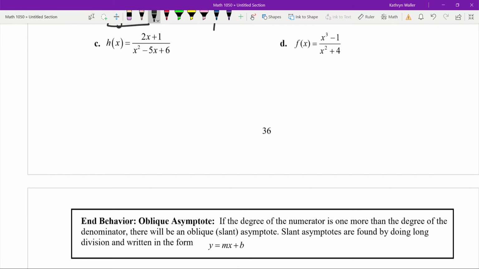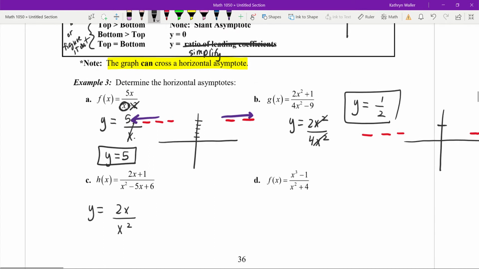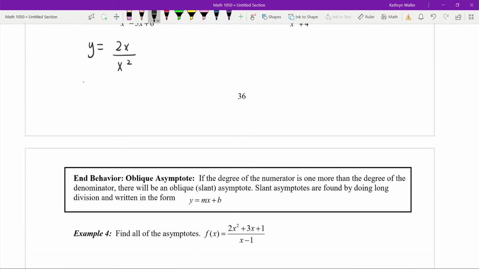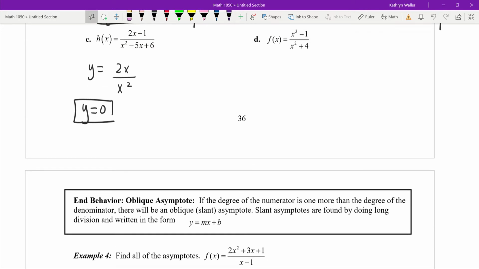Okay, question C. See if we have a horizontal asymptote, basically is what they're saying. Biggest on the top, 2x. Biggest on the bottom, x squared. You have 2 options. One option, memorize. Look right here. The bottom is bigger than the top. So the non-vertical asymptote, or the horizontal asymptote, is y equals 0. If you've memorized, you're done. Okay? I'm going to show you how to figure it out.